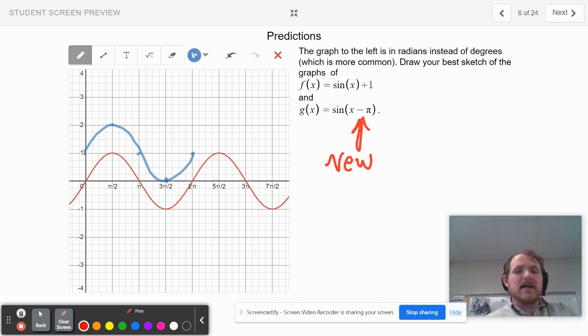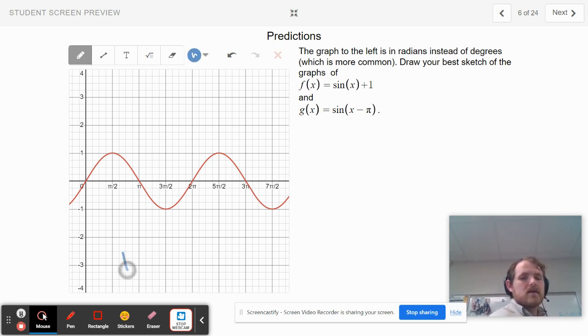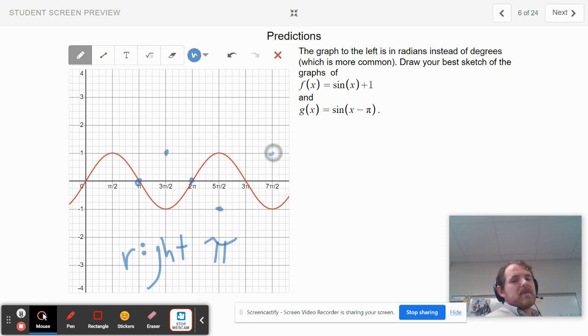So if this is telling me to go right pi, if I'm trying to go right pi, I go from 0 to pi. Good job. I go from pi over 2 to 3 pi over 2. I go from pi to 2 pi, 3 pi over 2 to 5 pi over 2, and 5 pi over 2 to 7 pi over 2.